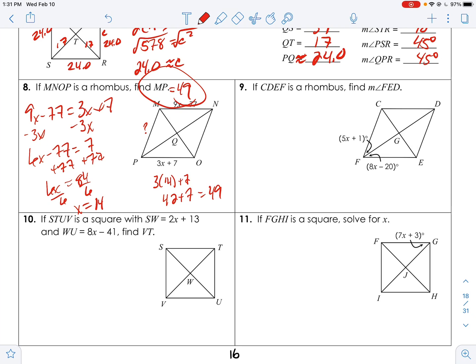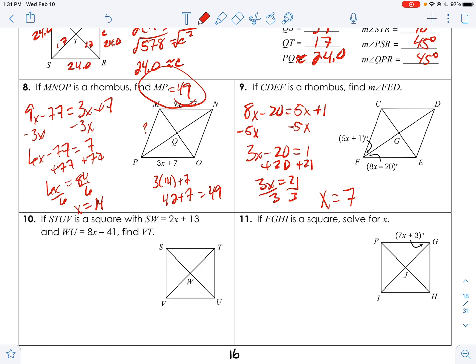Okay, here we go. The diagonals bisect the angles, so that means that 8x minus 20 equals 5x plus 1. Minus 5x. 3x minus 20 equals 1. Add 20. 3x equals 21. Divide by 3. X is 7. I don't need to find x. I need to plug it in.